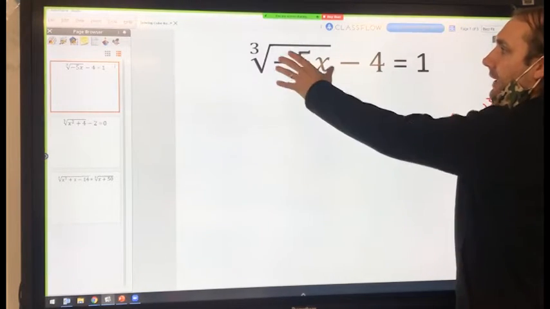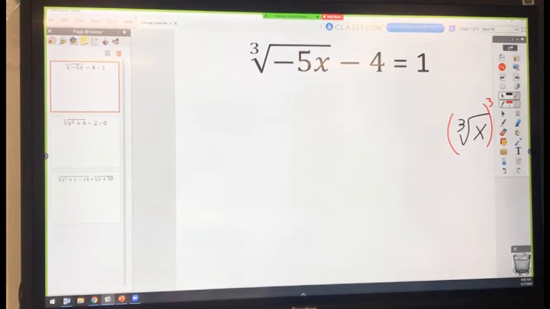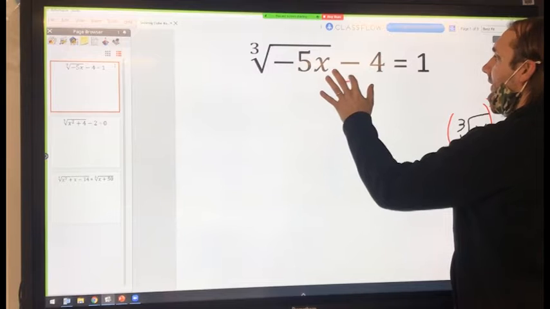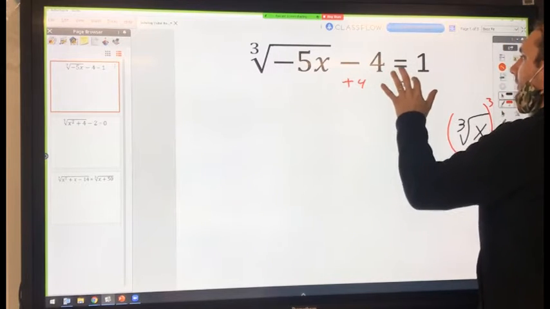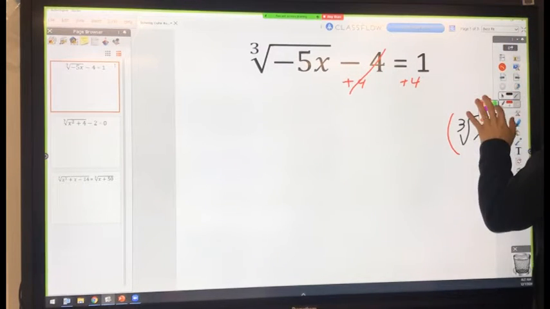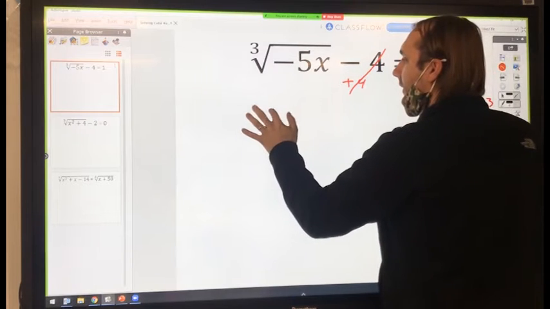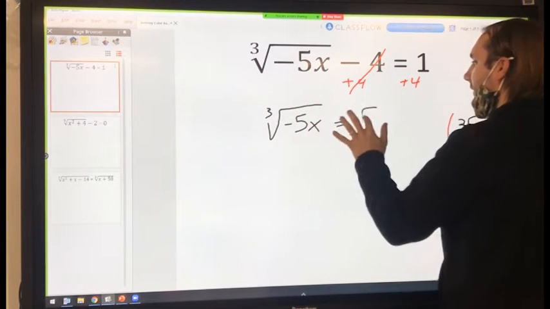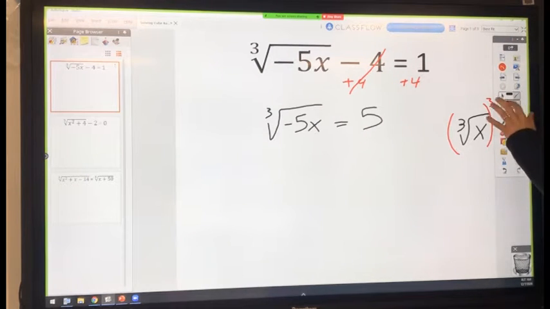Now, before I can cube both sides, what do you think I should do first to this problem? Put the plus 4. I should isolate my root, just like I did last week. So add 4 to both sides here. And 4 cubed is 64. That gives me the cube root of negative 5x equals 5 times 5 times 5.